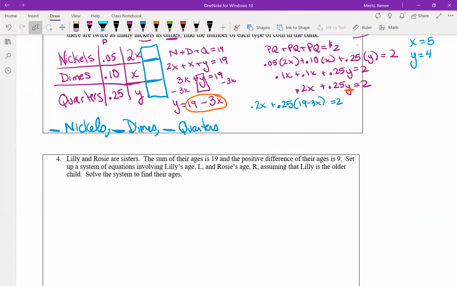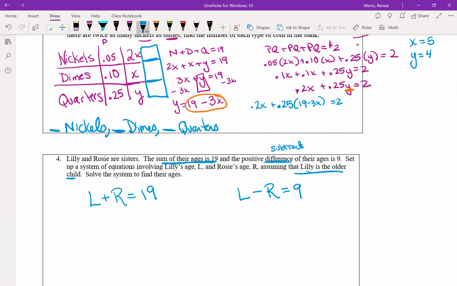Lily and Rosie are sisters. The sum of their ages is 19, and the positive difference of their ages is 9. Set up a system of equations involving Lily's age L and Rosie's age R, assuming Lily is the older child. So we know that the sum of their ages is 19. What does that equation look like? Good. L plus R equals 19. Lily's older, and difference means to subtract. So we have L minus R equals 9.